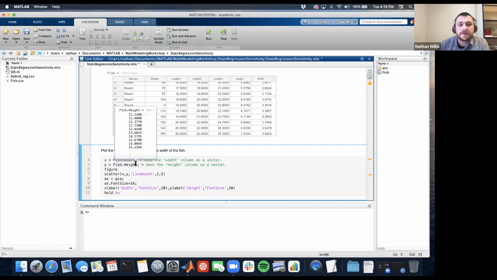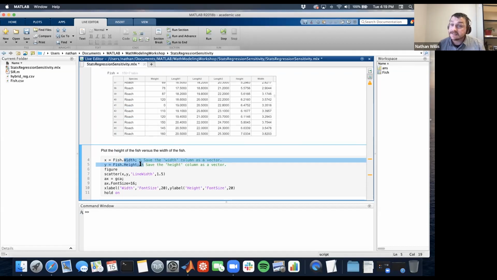So let's say that we want to figure out some relation between the width of the fish and the height of the fish. Again, I think it makes sense that this has a y-intercept of 0, so we're just going to go with our built-in model. Then we're going to put them on a scatter plot, and the rest of this is all just to make our plot look a little bit nicer.